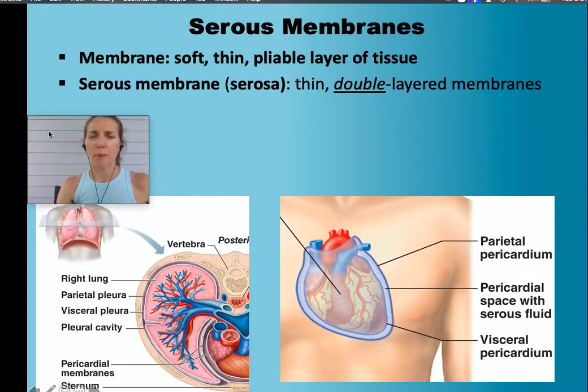So with serous membranes, so first of all, a membrane itself is defined as a soft, thin, pliable layer of tissue.